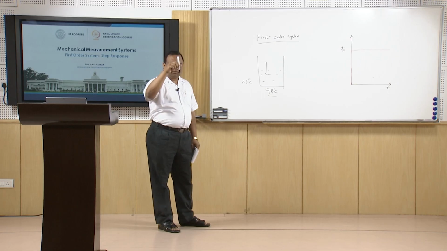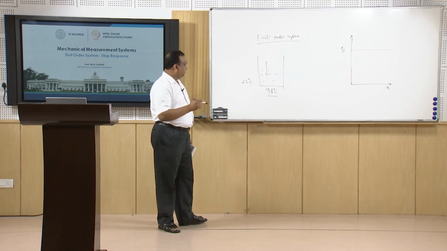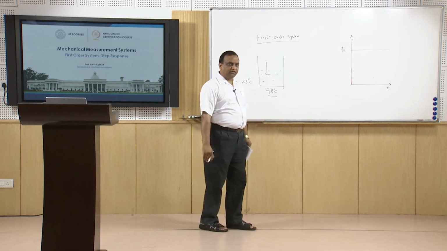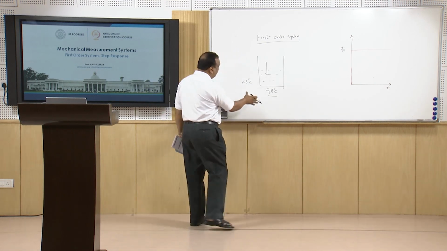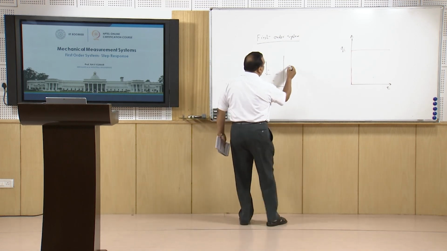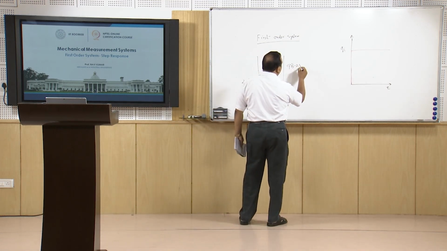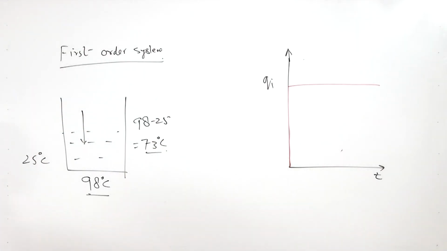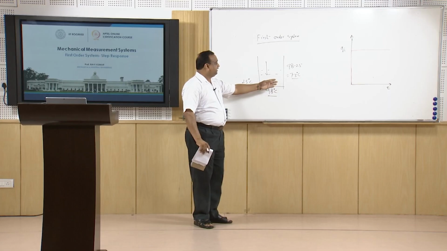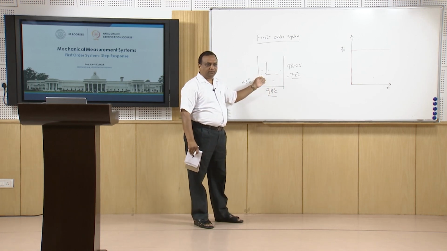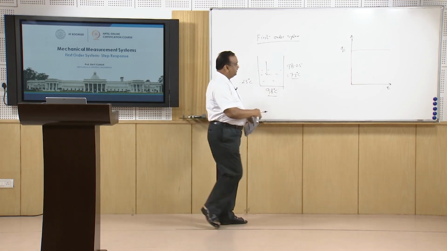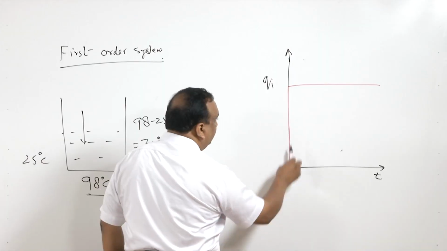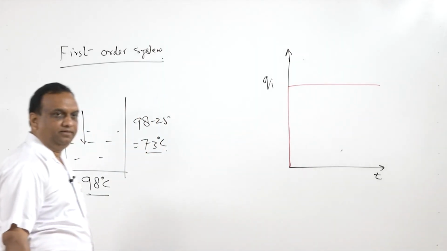So the moment the thermometer is put into the vessel, there is a step input to the thermometer, and the step input of temperature is 98 minus 25. It is going to be 73 degrees centigrade. So mathematically we can say there is a 73 degrees centigrade step input to the thermometer. And the input curve can be shown like this.